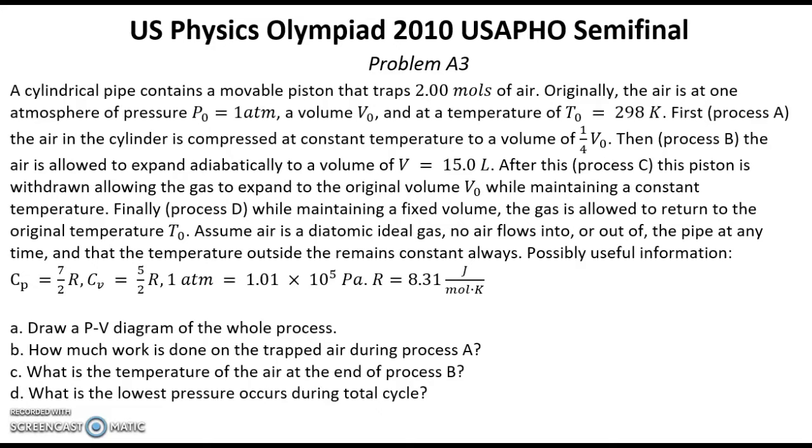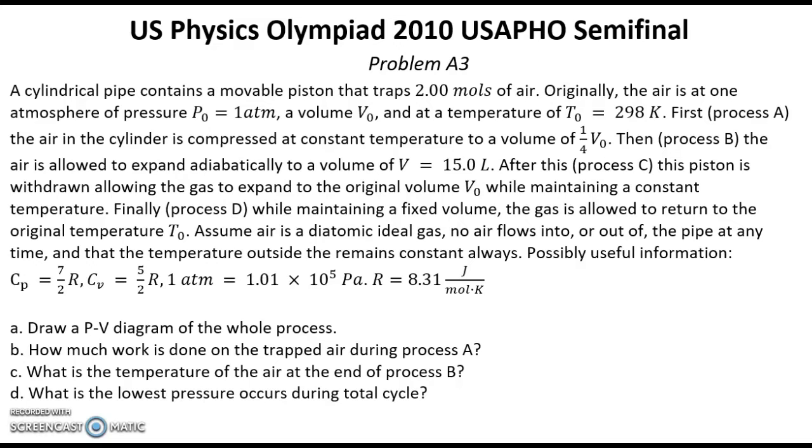After this, process C. The piston is withdrawn, allowing the gas to expand to the original volume V0 while maintaining a constant temperature. Finally, process D. While maintaining a fixed volume, the gas is allowed to return to the original temperature T0. Assume air is a diatomic ideal gas. No air flows into or out of the pipe at any time, and the temperature outside remains constant always.